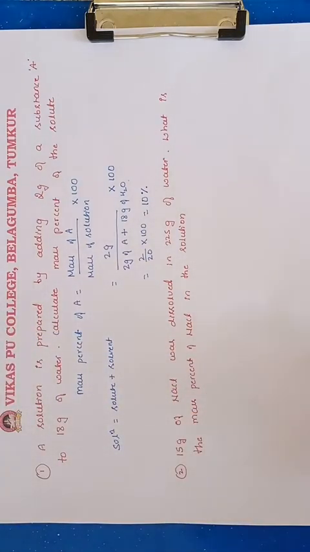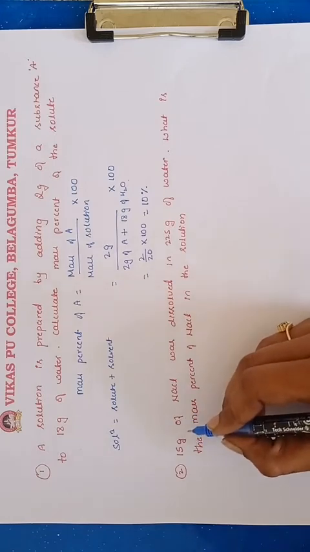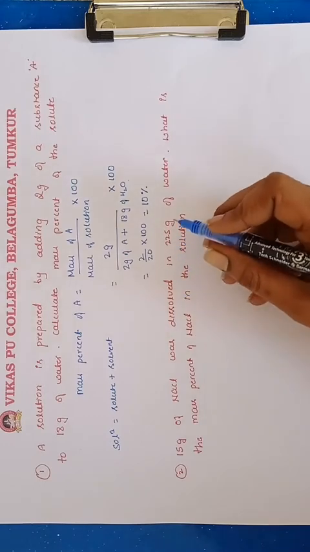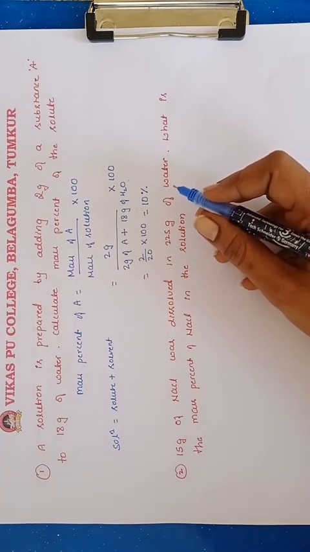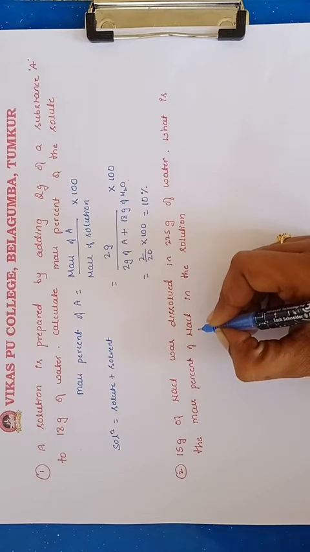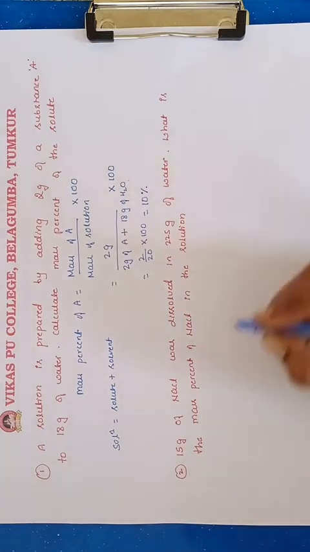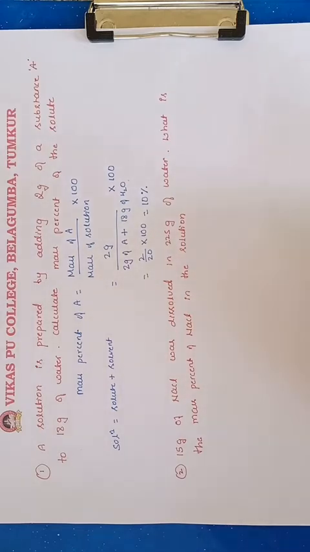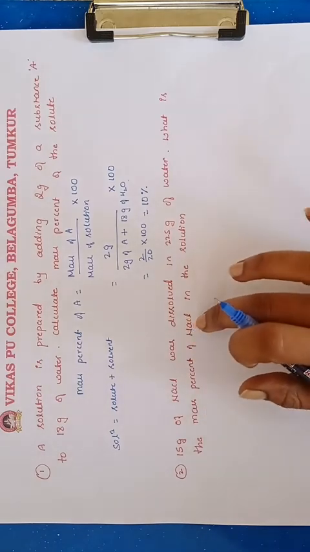Like this we will solve the other problem also. 15 gram of NaCl was dissolved in 225 gram of water. What is the mass percent of NaCl in the solution? Here the same formula should be used. Which mass percentage should we calculate? The mass percent of the NaCl.